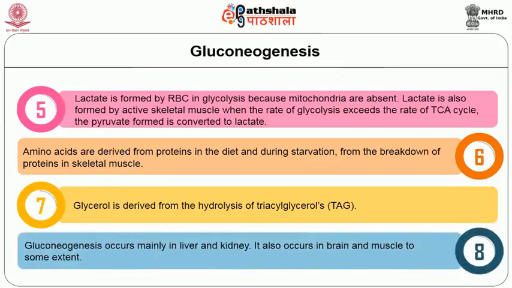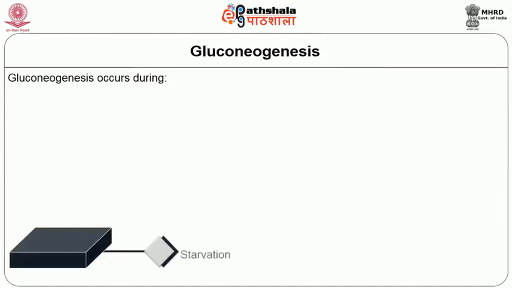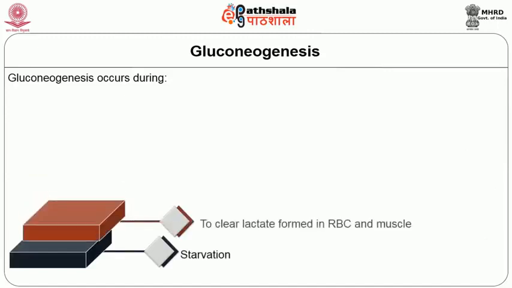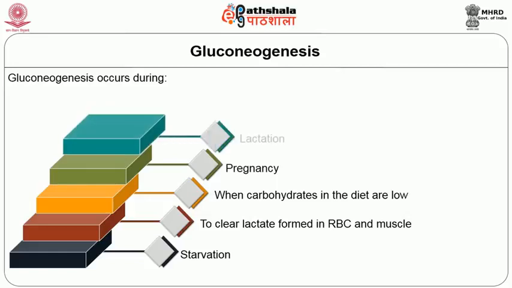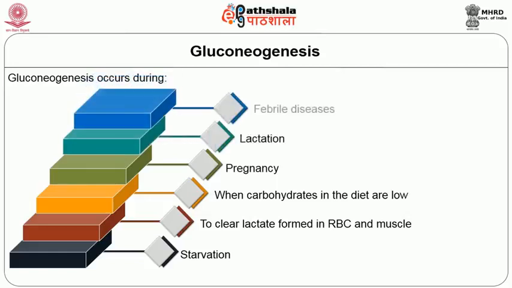Gluconeogenesis occurs mainly in the liver and kidney. It also occurs in brain and muscles to some extent. Gluconeogenesis occurs during starvation to clear lactate formed in RBC and muscle, and when carbohydrates in the diet are low, during pregnancy, during lactation and in febrile disease.